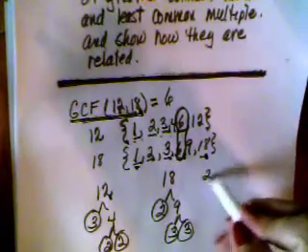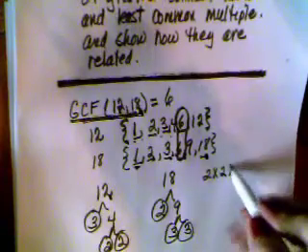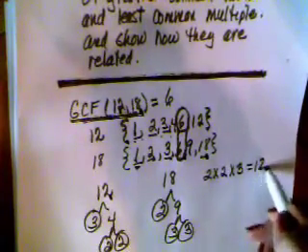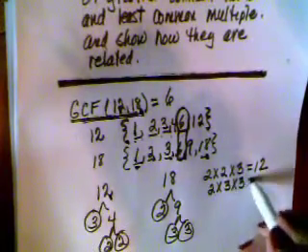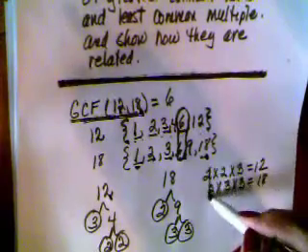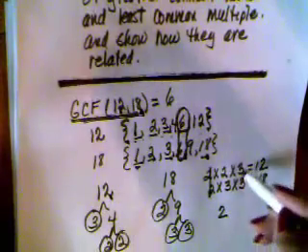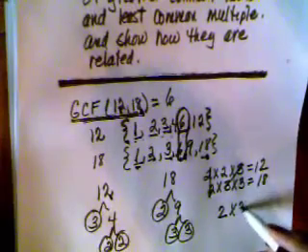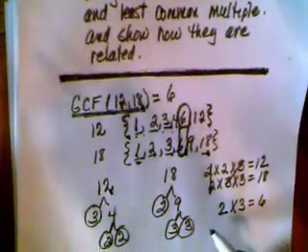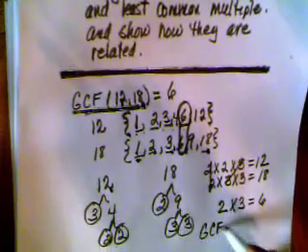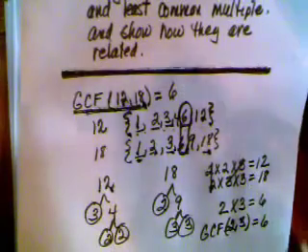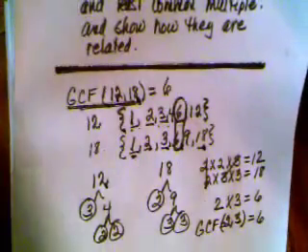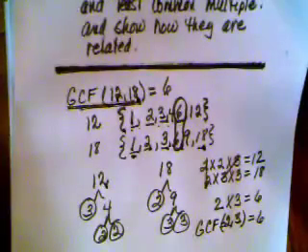So if I list the factors of 12 and I list the factors of 18, any factor that they share can be used one time. And so again, we find that the greatest common factor for 12 and 18 would be 6. So these are the two common methods of finding the greatest common factor.